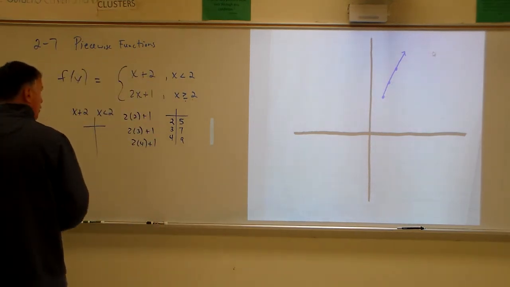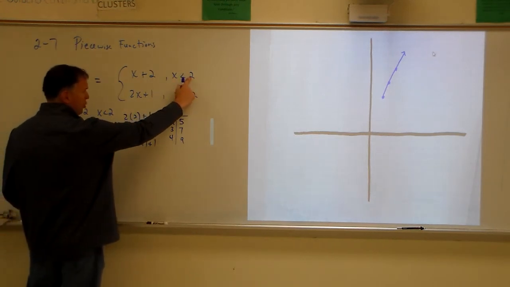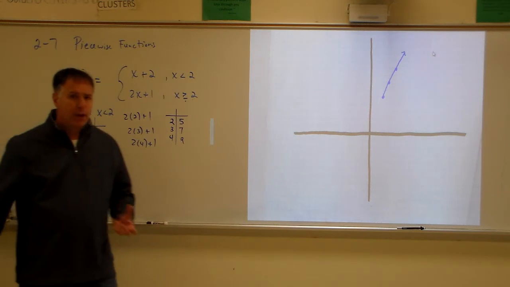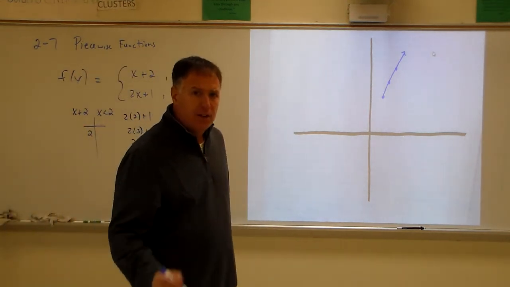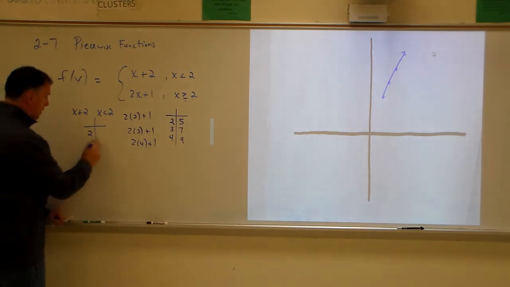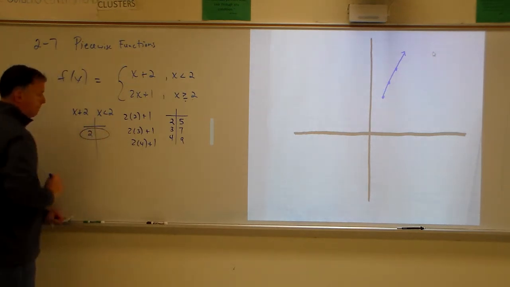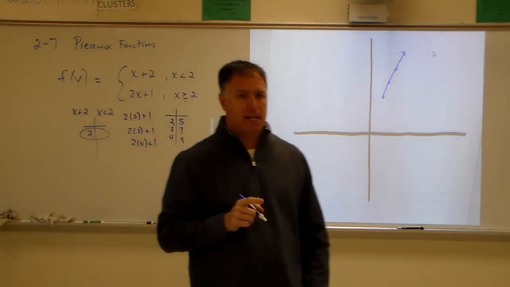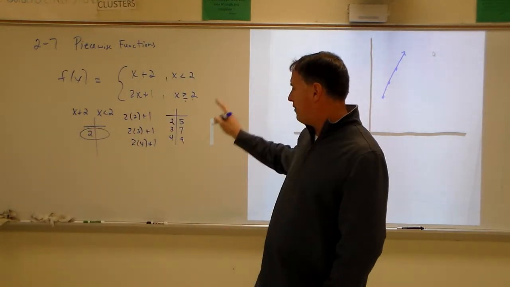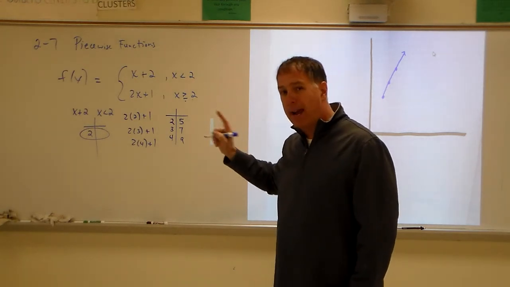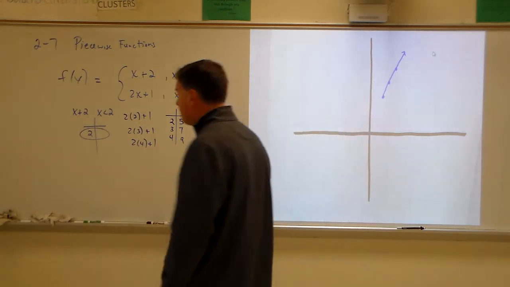So what I suggest you do is put this number in right here. We're going to plug in 2. And you're going to say, well, wait a minute, 2's not a solution to this piecewise function. And you're right, it's not. So what I do is put a little loop over this. The reason I put a loop over that is to remind me that when I graph it, I have to graph that ordered pair with an open circle.